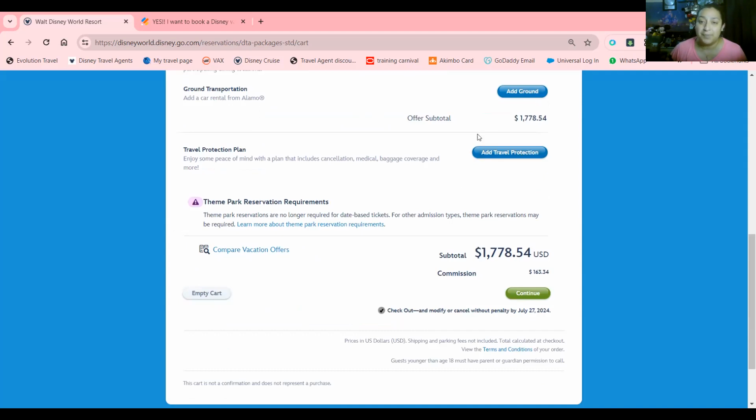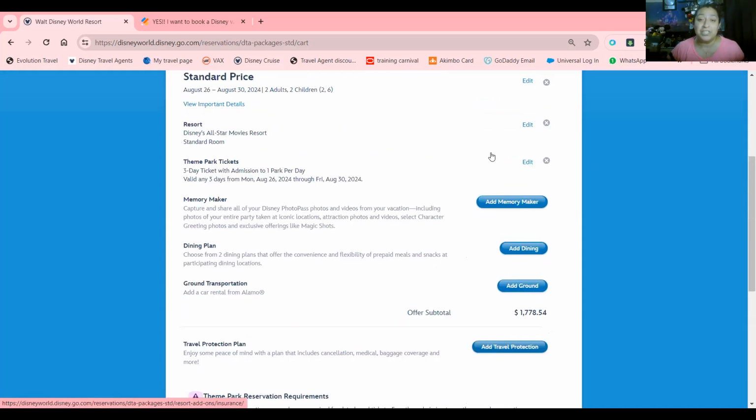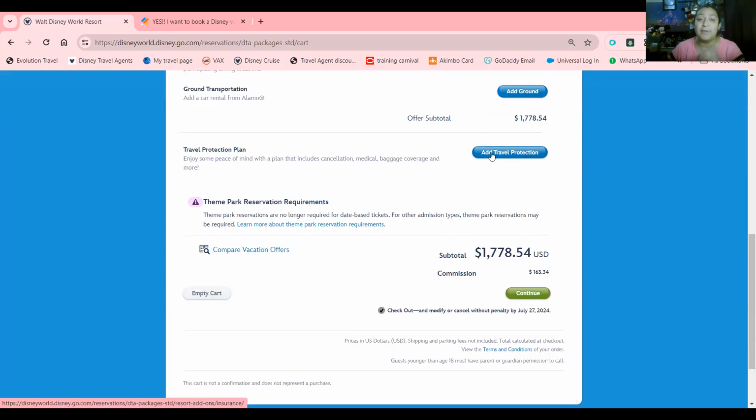Protection plan, we have the protection plan on here if you wish to add that on. But since I'm doing this as a mock booking, this is my total right here. It's $1,778.54 to book this vacation for $200 down for 4 people, 2 adults and 2 children.